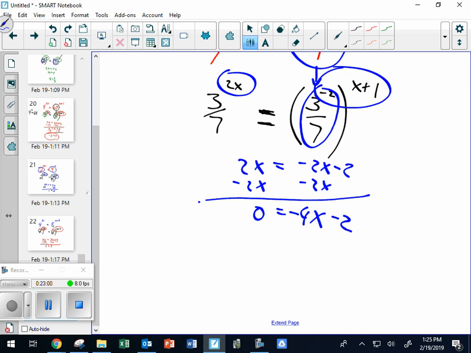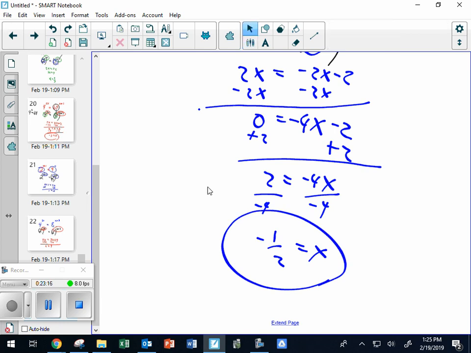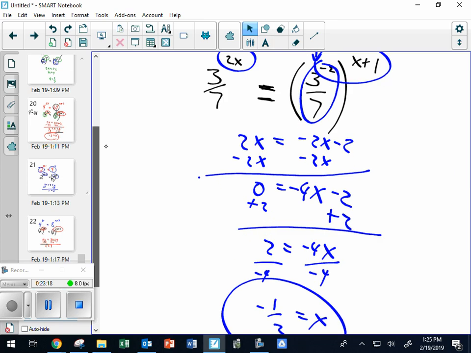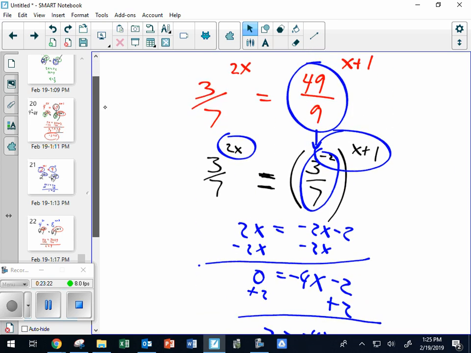And then I'm going to subtract or add 2 to both sides. And then divide by negative 4. Final answer, negative 2/4, which I'm going to reduce to a half. That is as hard as anything you would have on a test. Like, that'd be the hardest question on the test, other than the R4. That's a toughie. But there's one like that on tonight's homework.